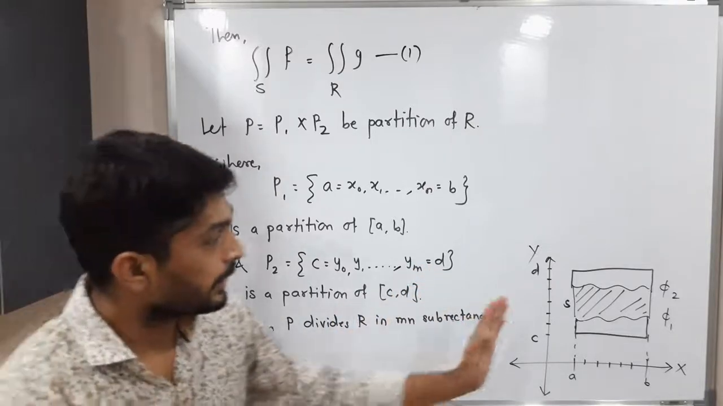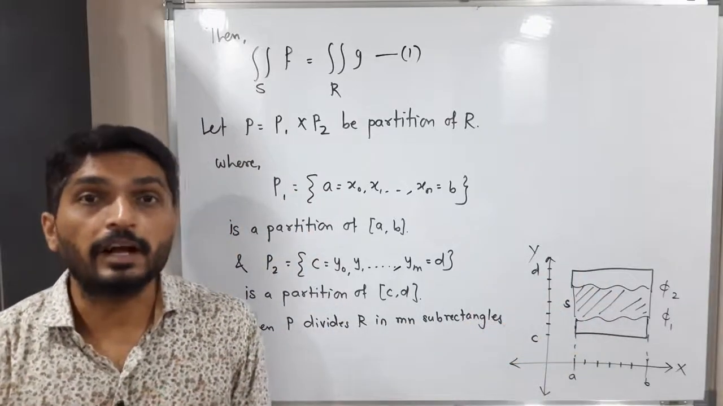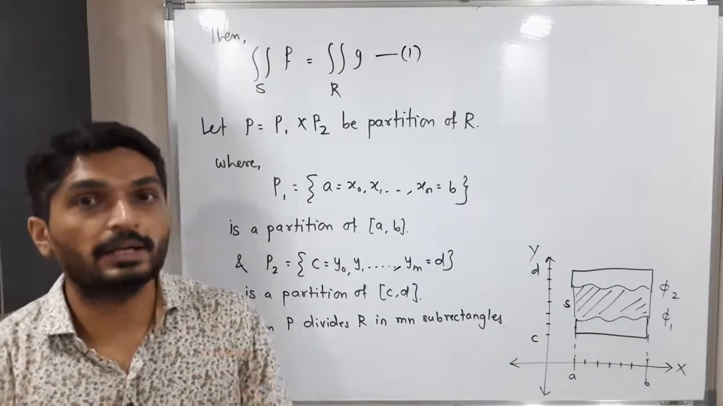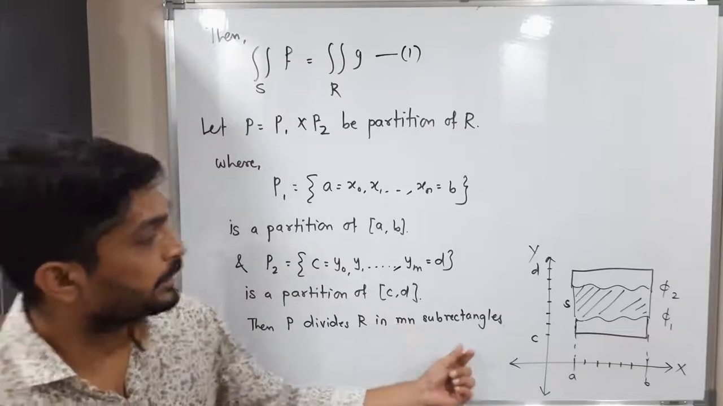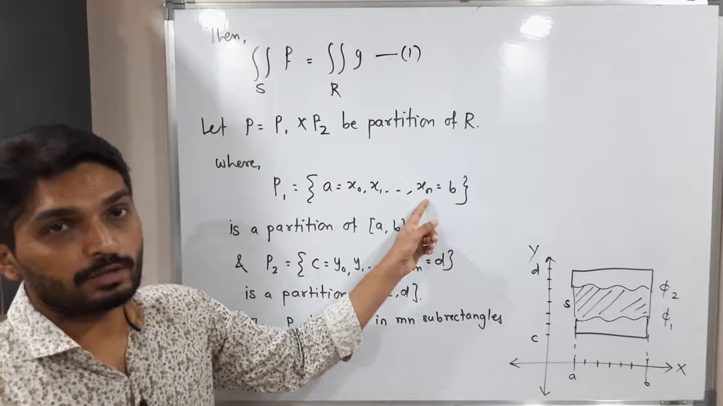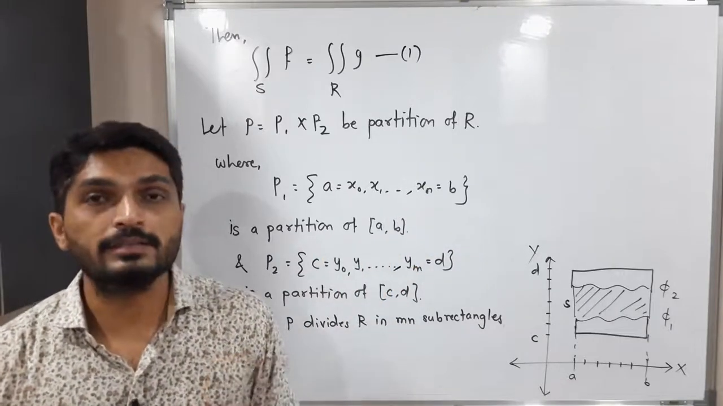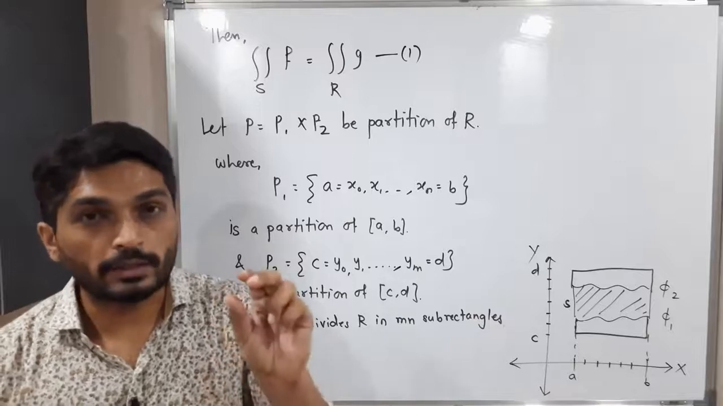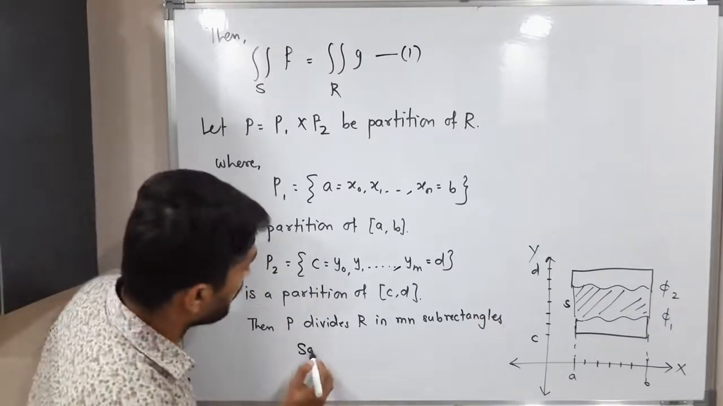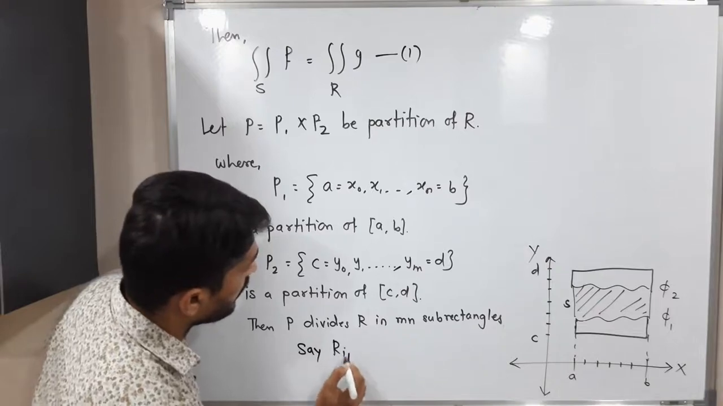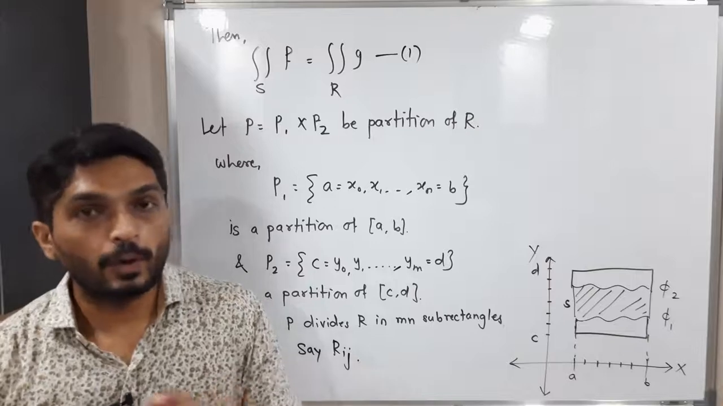Obviously if you take a partition of this rectangle R, that partition will divide the rectangle into sub-rectangles. How many sub-rectangles will there be? Since we have n partitions of [A,B] and m partitions of [C,D], we will have m times n sub-rectangles. We will call each sub-rectangle Rij, with i running from 1 to n and j running from 1 to m.